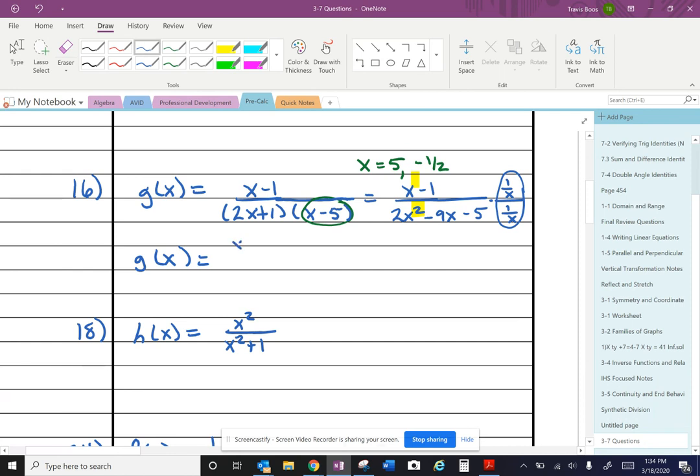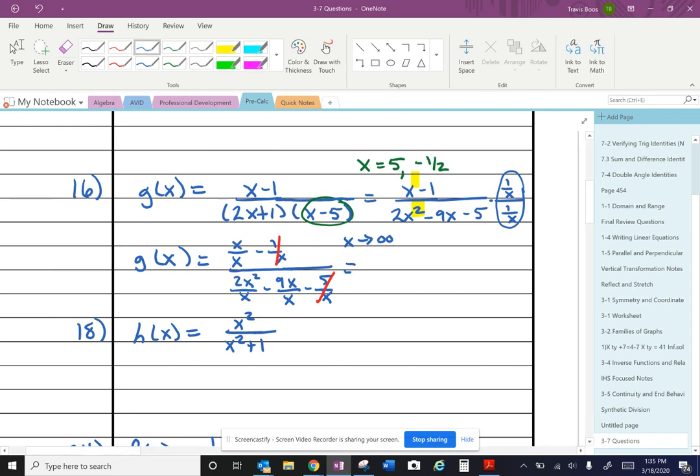So I'm left with x over x minus 1 over x, over 2x squared over x minus 9x over x minus 5 over x. Now I'm asking myself, as x approaches infinity, what is happening here? Well, as we saw from the very beginning, this is going to go to 0. This is going to go to 0.